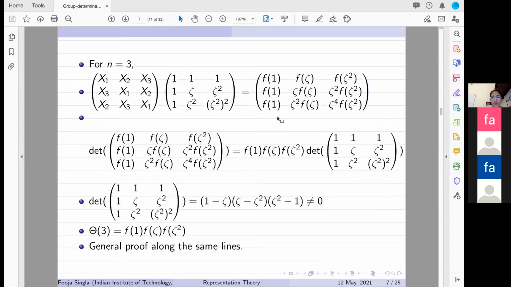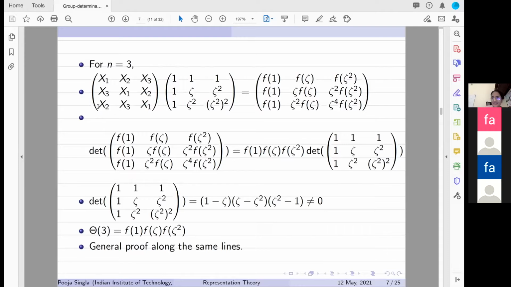Now, I want to know the determinant of this right side matrix. It's going to be f(1), f(zeta), f(zeta^2) coming out common, and I'm left with the determinant of this matrix, which is 1, 1, 1, 1, zeta, zeta^2 and so on. We know this matrix is a Vandermonde matrix, right? And we know that this determinant is non-zero. So when I look at this, I was interested in the determinant of this matrix.